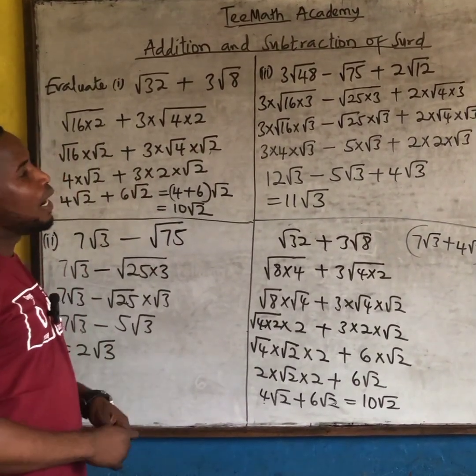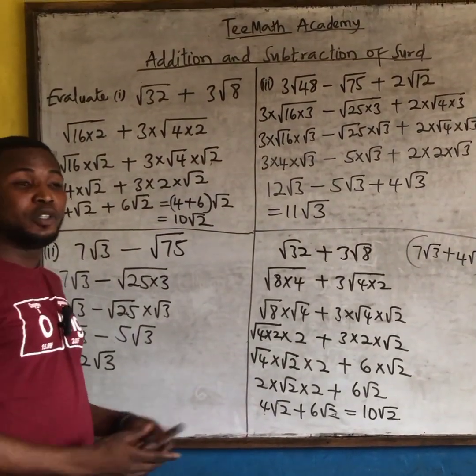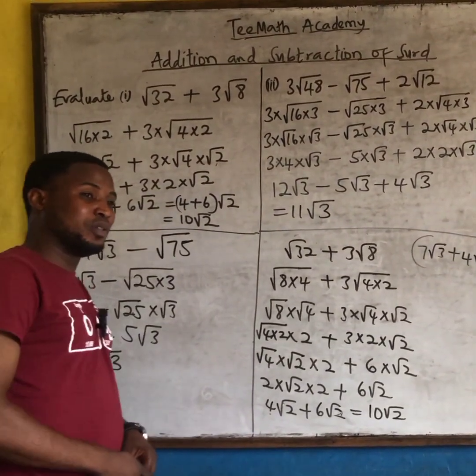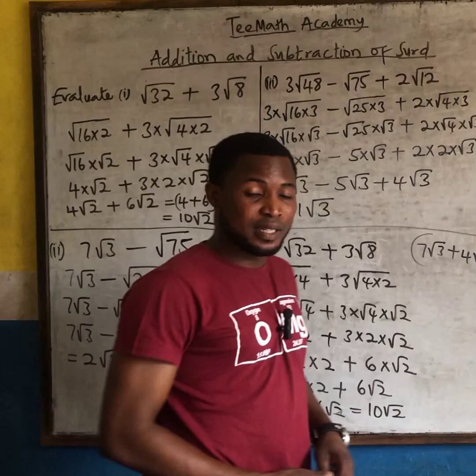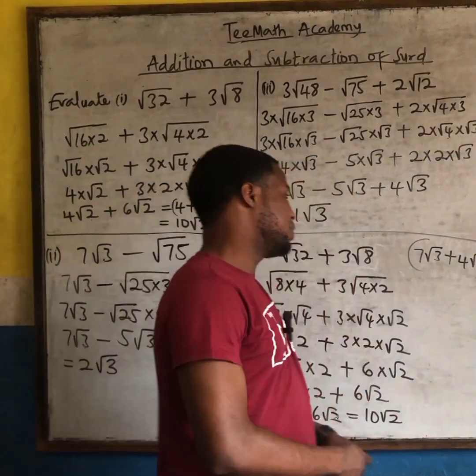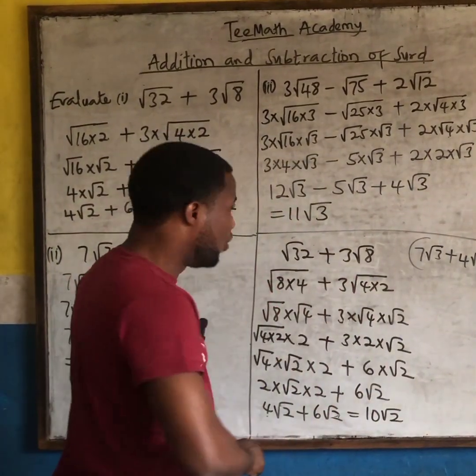So we are left with multiplication of surds and division of surds, where we rationalize, the conjugate of surds and all that. So that is all about that.